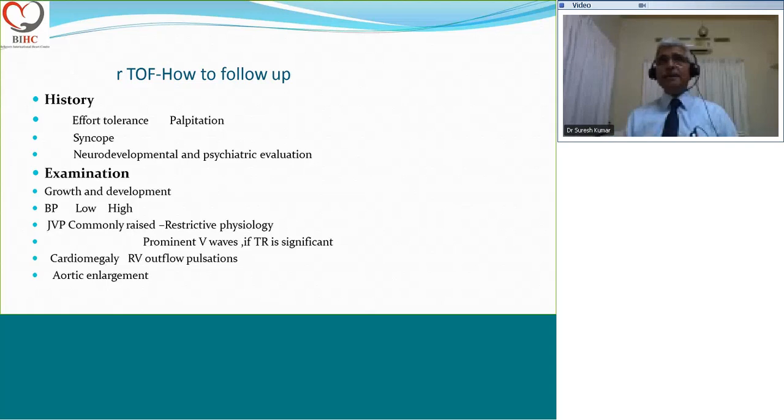If there is a TR, and remember, quite often there is TR, there are prominent V waves. You would find cardiomegaly or RV outflow tract pulsations when the RV has dilated. You may find, and you should look for, aortic enlargement. We will discuss the importance of this later on. So that is on clinical examination.